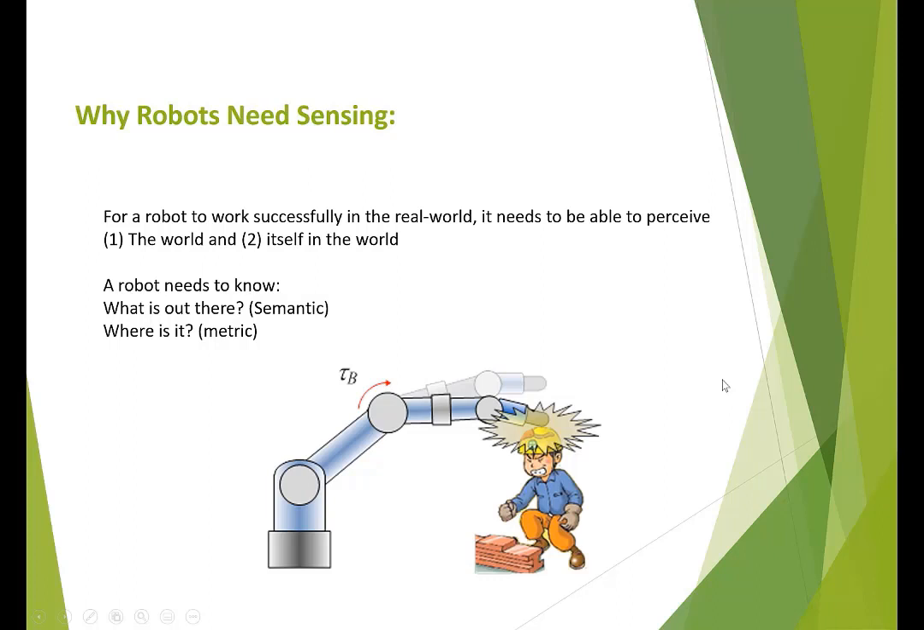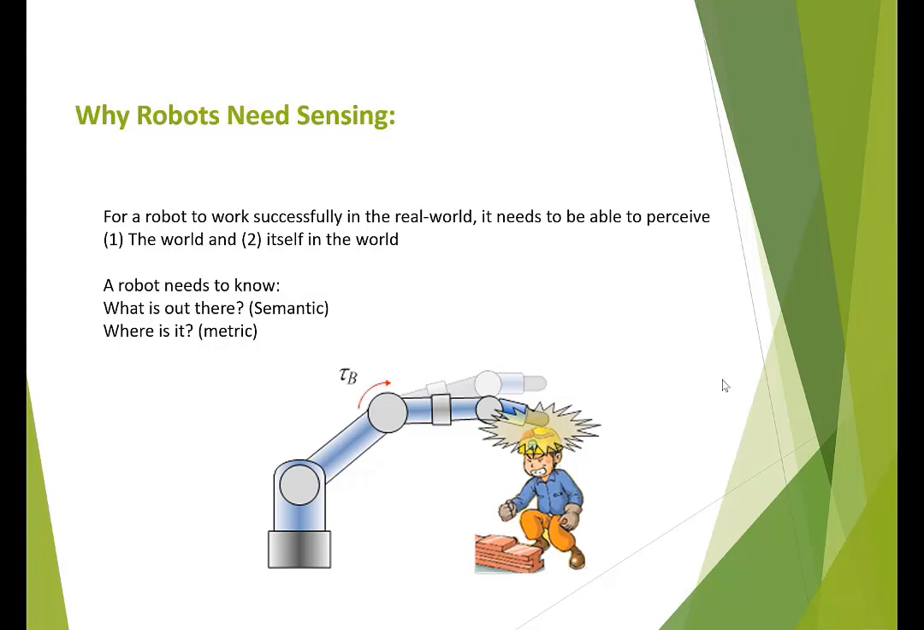Why do robots need sensing? And well, this picture kind of explains it. The robots need to know where they are. They have to be aware of their surroundings as well in order to avoid accidents. And also, it's essential for them to do their tasks.